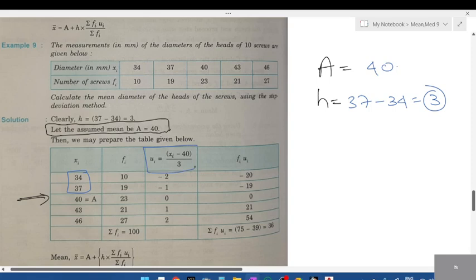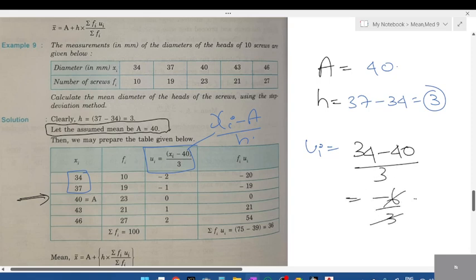Can you see the UI formula? What is the UI formula? Xi minus A divided by H. How did we get minus 2, students? Tell me the calculation for the first one. 34 minus 40 divided by H. What is 35 minus 40? Minus 6 divided by 3. What's the answer? Minus 2. That is what we have got. Only the final answer, minus 2, minus 1, right?